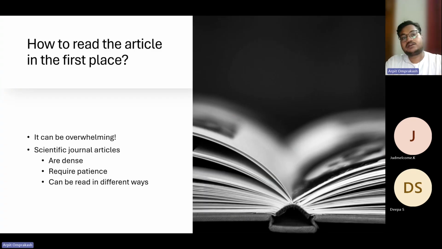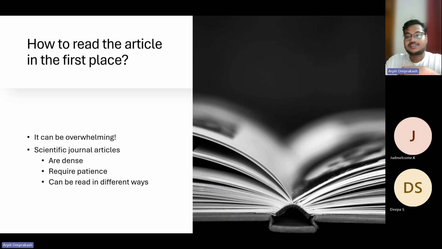So how do we read an article? Scientific journal articles are very dense. They require a lot of patience and can be read in a lot of different ways. Ma'am talked about one way of reading the paper, which I'll also reiterate. But you must note that it can be read in a lot of different ways. So if you want, you can try out different things and see what works for you.